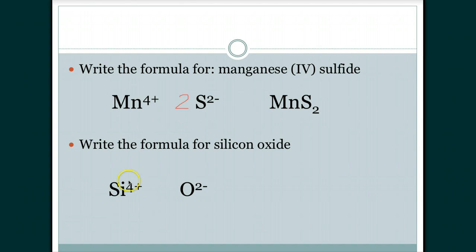So therefore, again, 2 by 4. Since this has a charge of 4, and this has a charge of 2, I would need 2 of these guys. Or again, crisscross and then simplify. So we have silicon oxide looking like this.